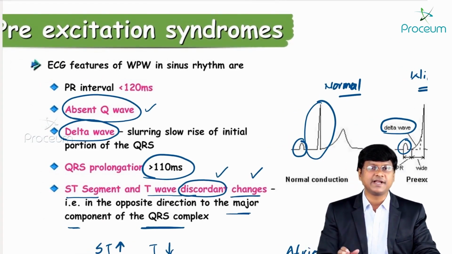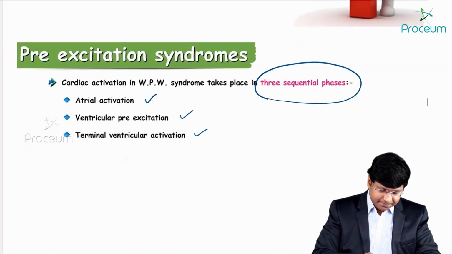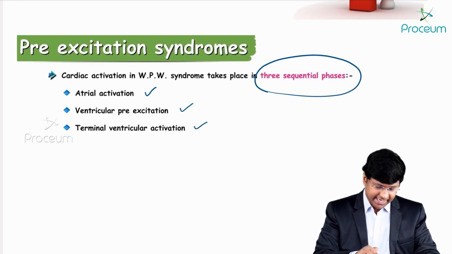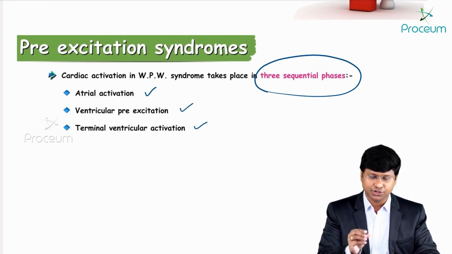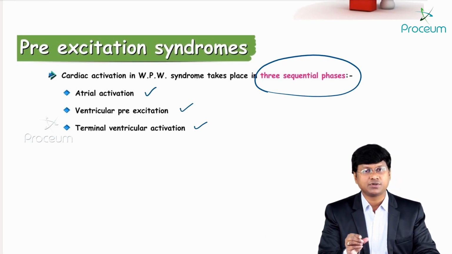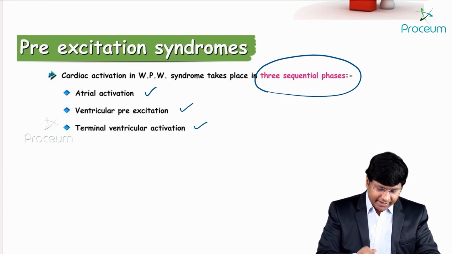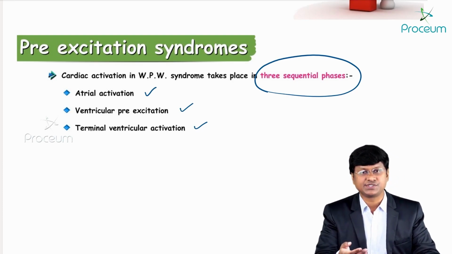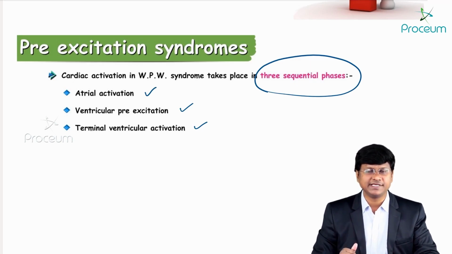Okay. To summarize the ECG features in WPW syndrome: due to atrial activation, you will have the P wave. Due to ventricular pre-excitation, you will have a short PR interval, a wide QRS complex, and the presence of a delta wave. And due to terminal ventricular activation, you will have discordant changes between the ST segment and the T wave. Now, let me show you the ECGs.